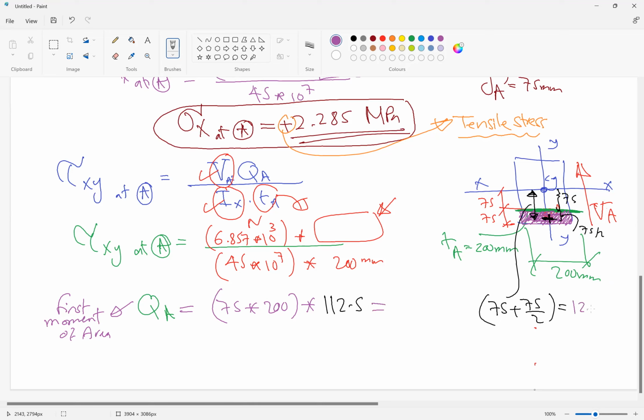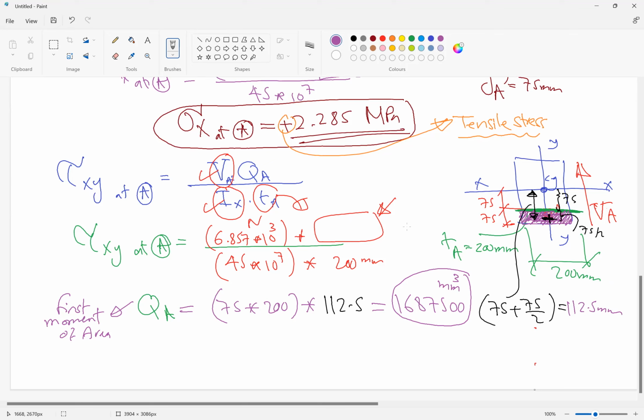This is 112.5 millimeter. So this gives us QA of 1,687,500 millimeter to the power 3. And please remember, in the exam, you should add the units, otherwise you will lose some marks.